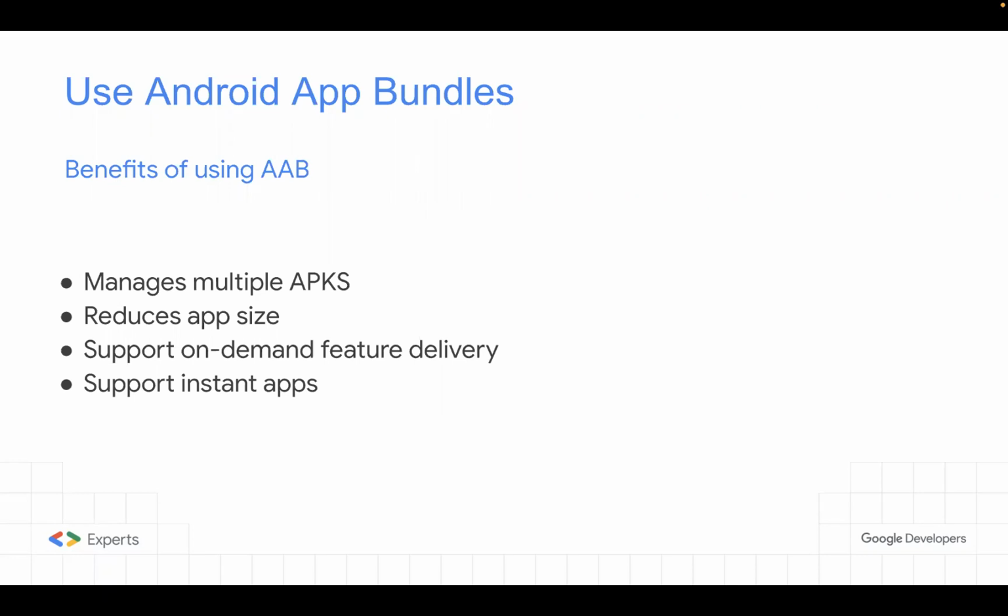So what do I mean by multiple APKs? Previously, when you were deploying using APKs, for example, you have a 32-bit and 64-bit device, you had to deploy APKs for those two devices. But currently, when you're using Android app bundles, you will only upload one bundle, and then it will generate an APK depending on the device size. So it manages those multiple APKs for you.